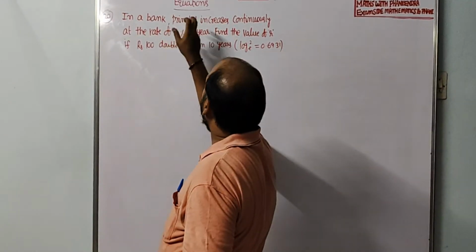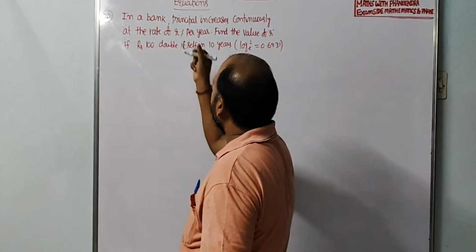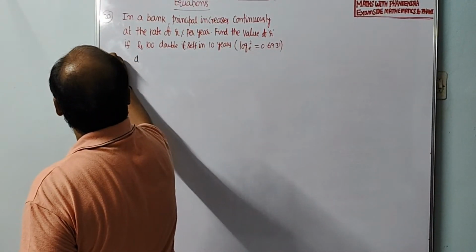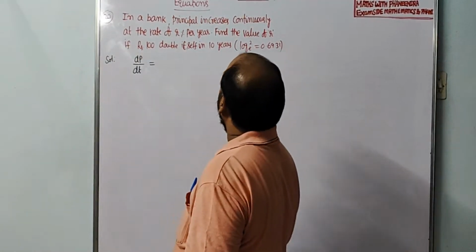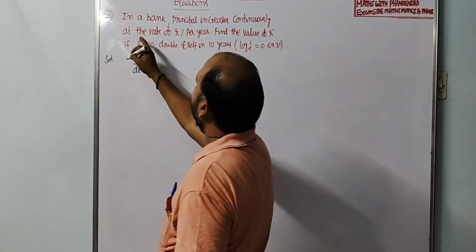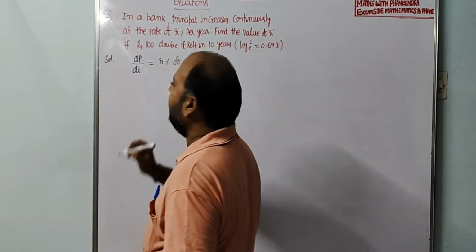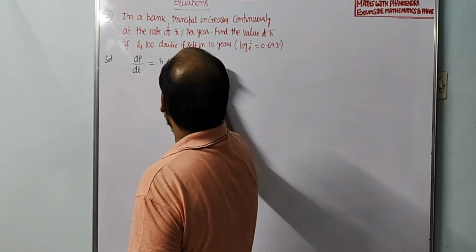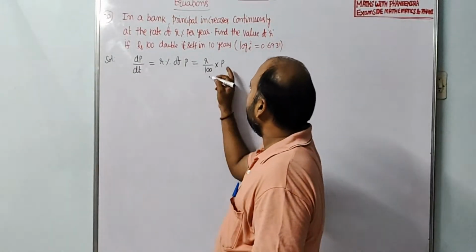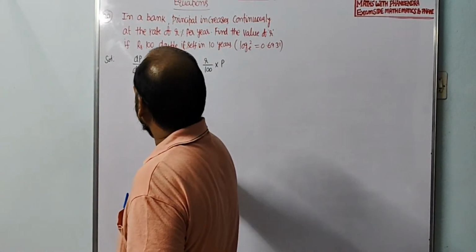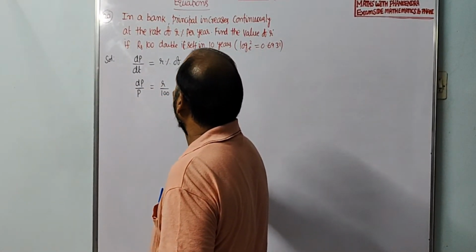In a bank, the principal amount increases continuously. So that means the rate of change of principal, dP by dt, increases continuously at the rate of R% per year, R% of principal P. That means R by 100 of P. Okay, dear students, I hope you understand. P bring this side, dt bring this side. So dP by P is equal to R by 100 into dt.